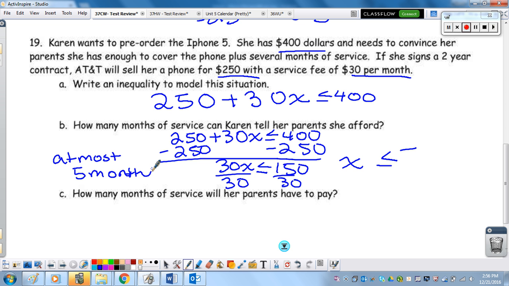So now how many months of service will her parents have to pay? Well, it will have to be about 19 months. And now you want to say why? Because she signs a 2-year contract. And there are 12 months in a year. So 12 times 2 is 24. So 24 minus the 5 months. And that's how you get 19 months. Alright, let's move on.